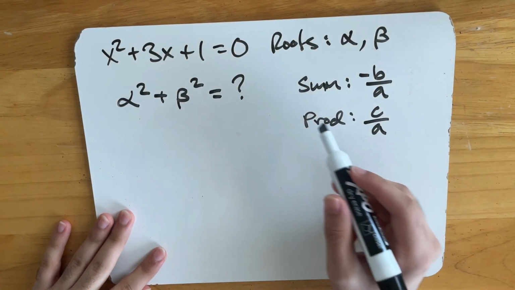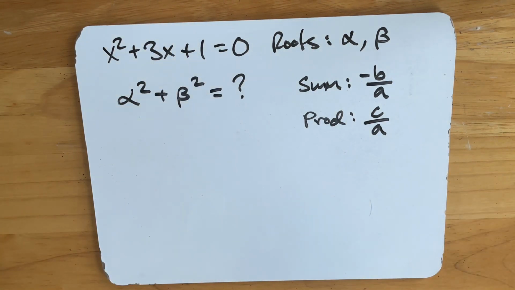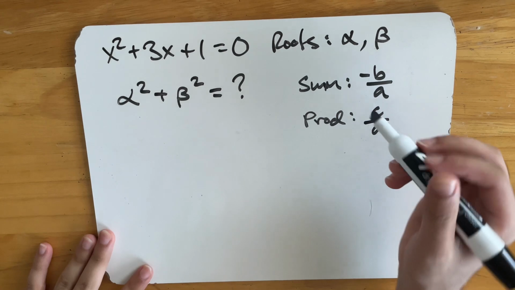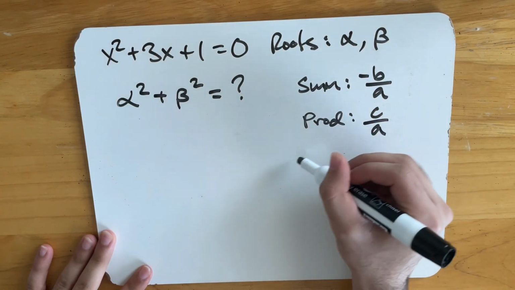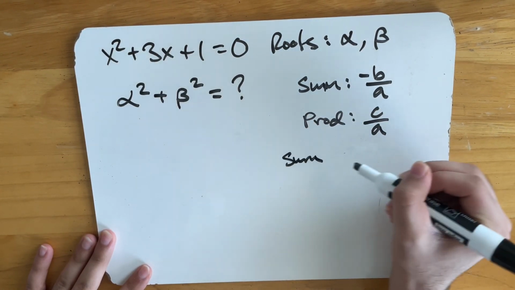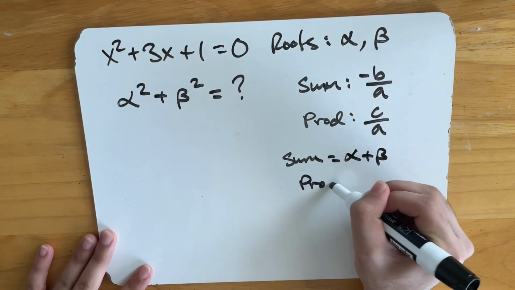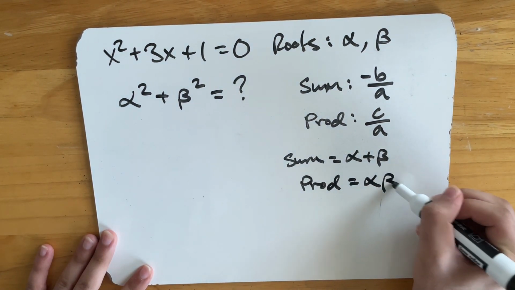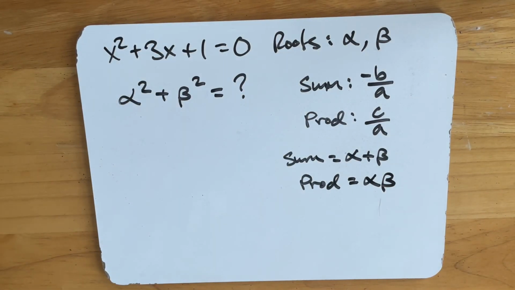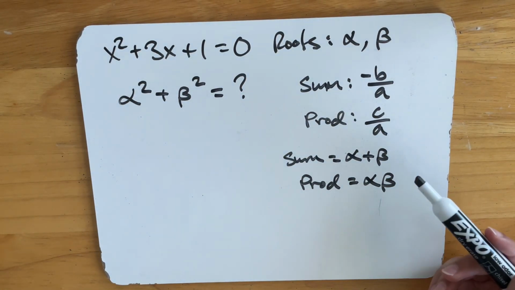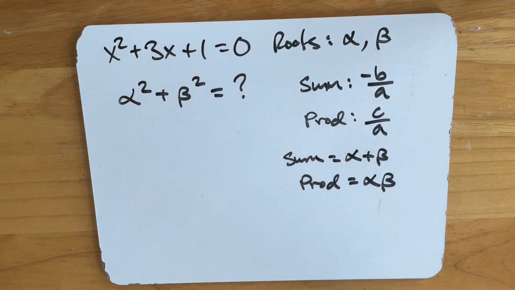I think what I'm going to do is, well, you all know that the sum means alpha plus beta and the product means alpha times beta. I'll write that under here for reference: sum equals alpha plus beta, product is equal to alpha times beta. So we know the value of alpha plus beta, and we know the value of alpha times beta. So what's the value of alpha squared plus beta squared?